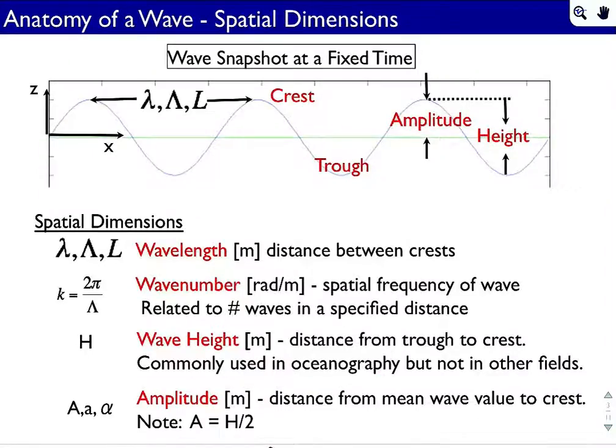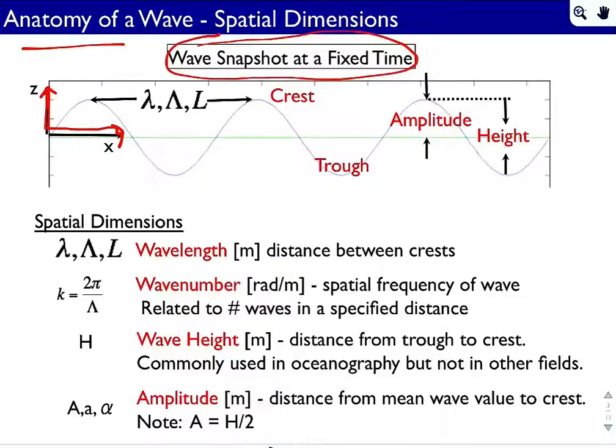This is just an anatomy of a wave. So this is thinking about a wave snapshot at a fixed time. It's as if you took your camera out and you took a picture of the wave and then went back to make measurements of the wave. So these are positional or spatial dimensional quantities. We have our coordinate system, x along the wave and z positive up. We're going to stick with that for the class.